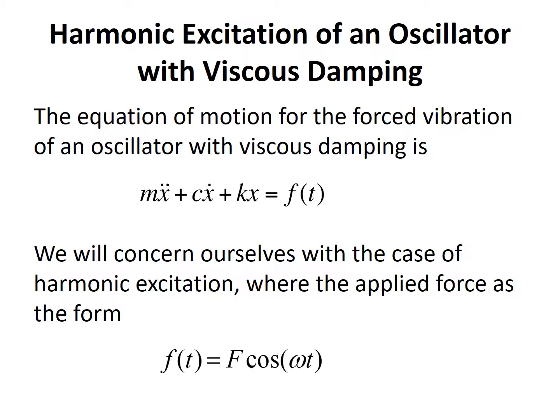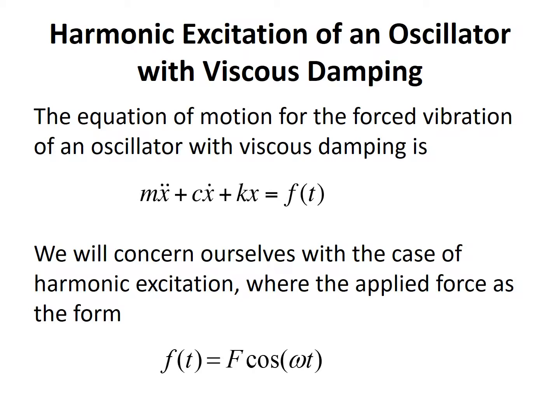The most general form of the equation of motion of a single degree of freedom oscillator occurs in the case of forced vibration for a system with viscous damping. As discussed earlier, the equation of motion is m x double dot plus c x dot plus k x equals f of t. We will not go through the solution methodology in detail, but in general, the solution to the differential equation is obtained by combining the homogeneous solution with the particular solution.